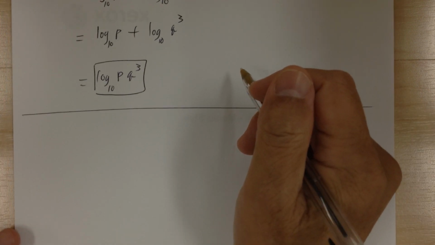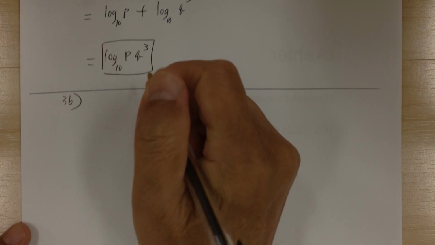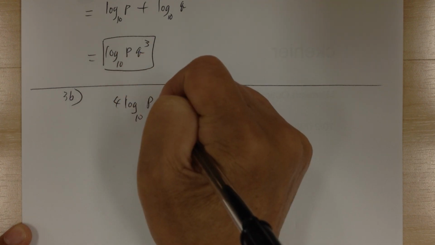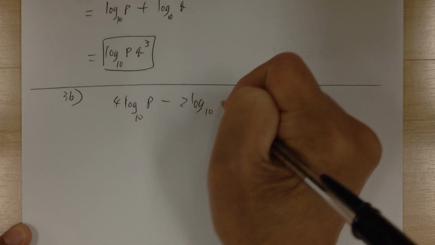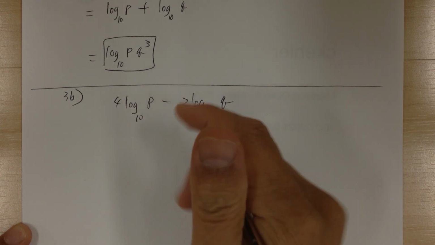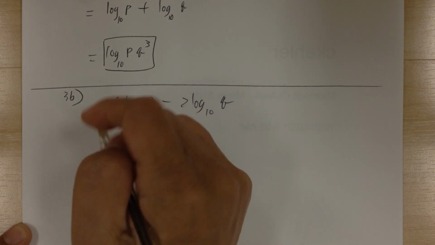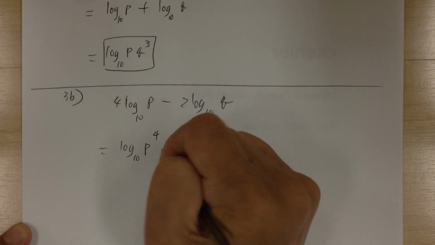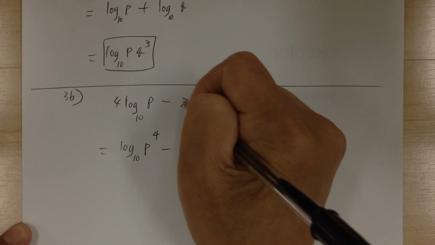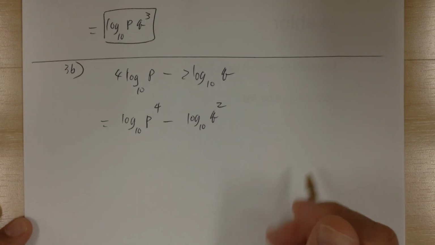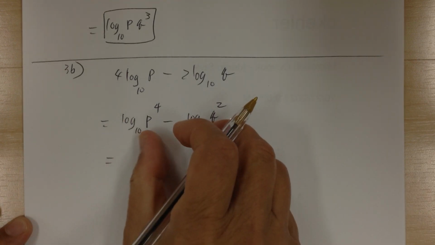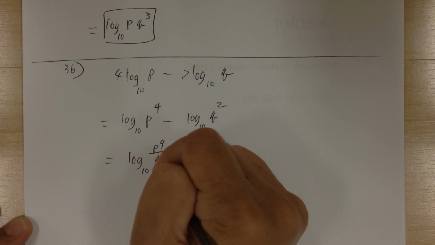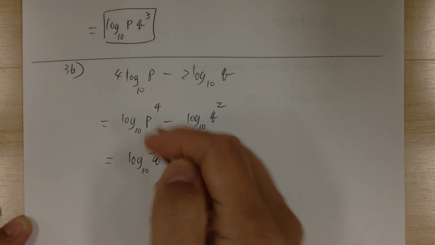Okay, let's go to 3b. You have 4 log base 10 of p minus 2 log base 10 of q. First you have to move the coefficient to the exponent position. So it's p to the 4. I move this out there using the third law, and the 2 goes inside. Then after that, you have to use the second law. When you have subtraction, you make it into division. So it becomes p to the 4 over q squared. Okay, and that's it.